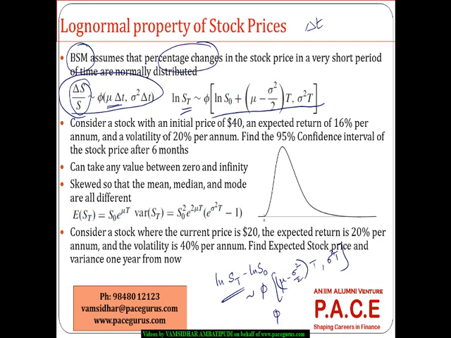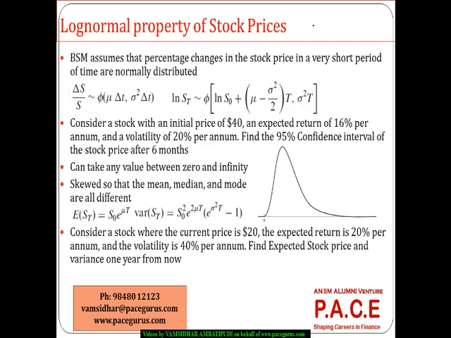Right. Now let's look at one simple numerical. Consider a stock with an initial price S0 of 40. The expected return is 16% per annum. The volatility is 20% per annum. Find the 95% confidence interval of the stock price after 6 months.